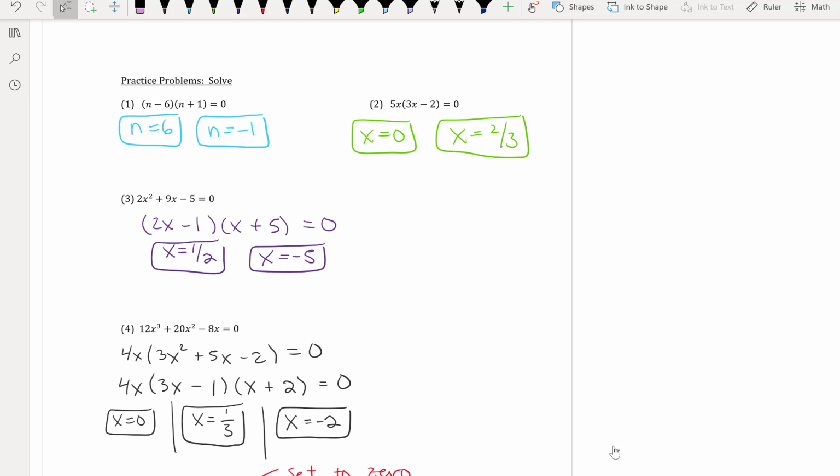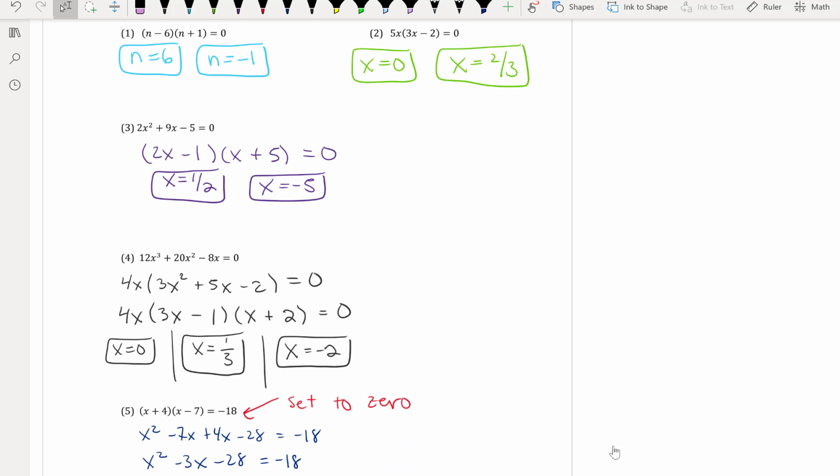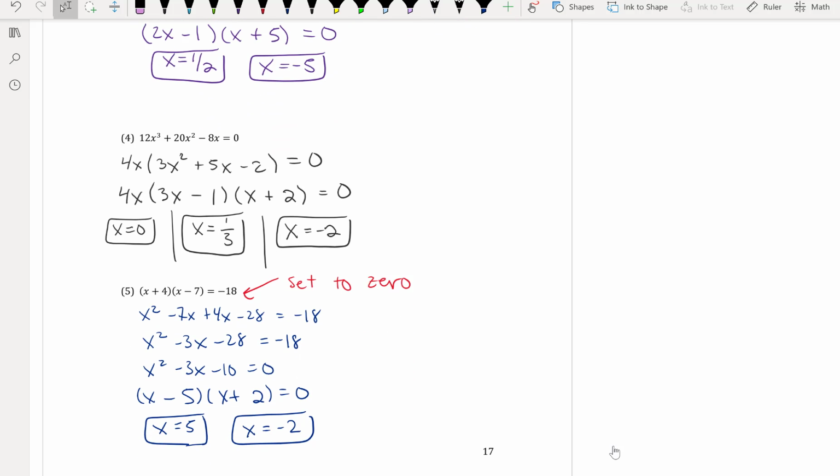Okay, so hopefully you worked out the problems as you pressed pause, and here are the answers. So for number 1, it was already set equal to 0, so the answers are 6 and negative 1. For number 2 as well, it was already equal to 0, so my answers are 0 and positive 2/3. For number 3, I had a factor. Whether you do the AC method or you do the guess and check, you should come out with 1/2 and negative 5.